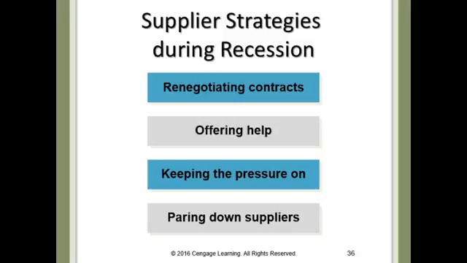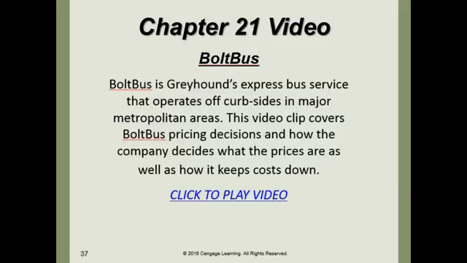Keeping the pressure on is just setting annual across-the-board cost reduction targets. Okay, trying to find ways to reduce costs all across the board, rather than just focusing on one area or another. And then paring down suppliers is just reducing the number of suppliers. Try to boost the purchases that you have from certain people and just reduce the total number of suppliers overall.